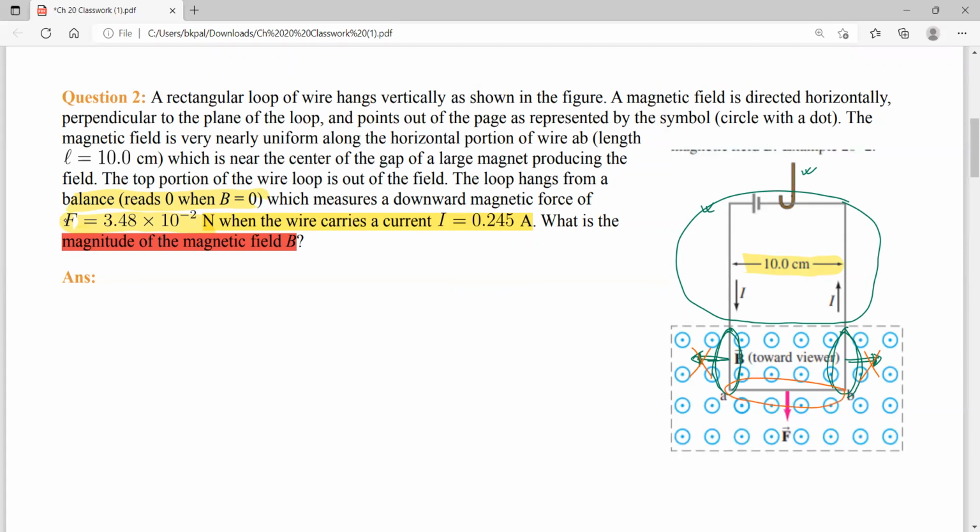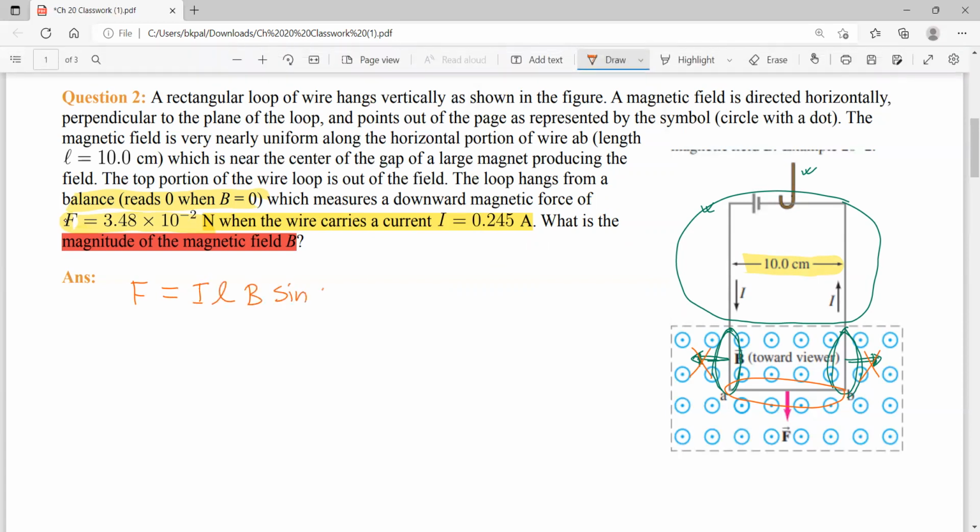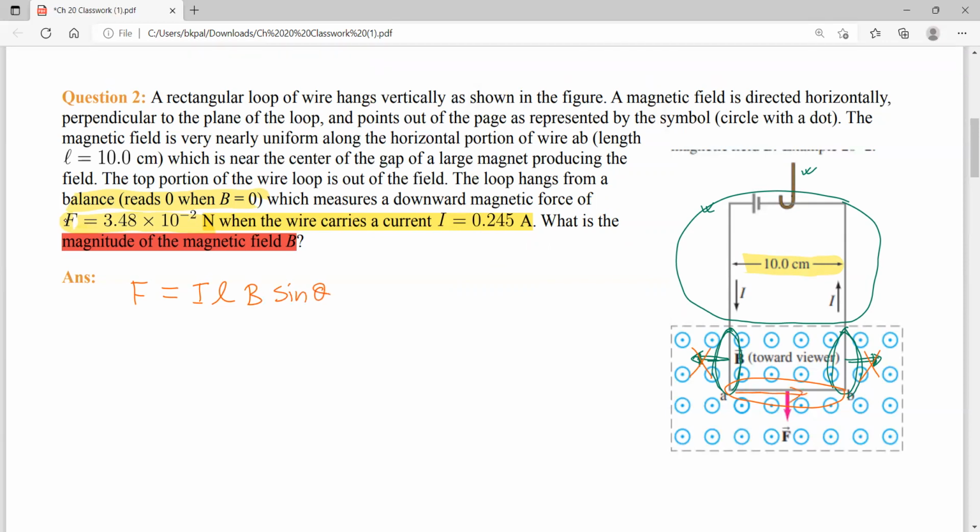Now let's try to calculate what is this force. This force will be I L B sine theta. Sine theta here will be sine 90 degree because the current is going in this direction and the magnetic field is out of the page. So you see that they are exactly 90 degree. So it will be 1. So B, the magnitude of the magnetic field, can be determined by solving this equation, and that is equal to this.